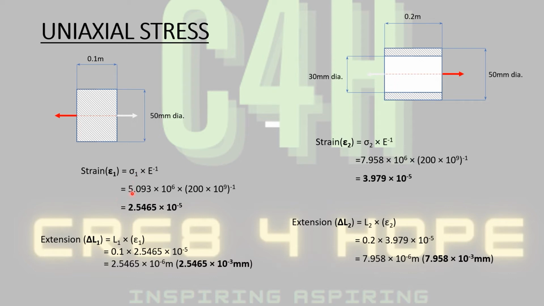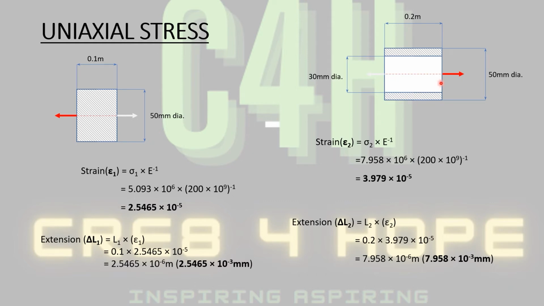Sigma 1 was calculated to be 5.039 times 10 to the power of 6. That's the M, so don't forget that M is mega. Times the inverse of 200 times 10 to the power of 9, and that gives a result of 2.5465 times 10 to the power minus 5 as the calculated strain. And don't forget, strain is dimensionless.